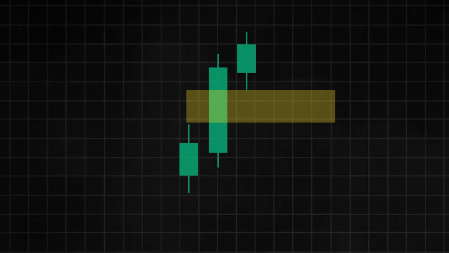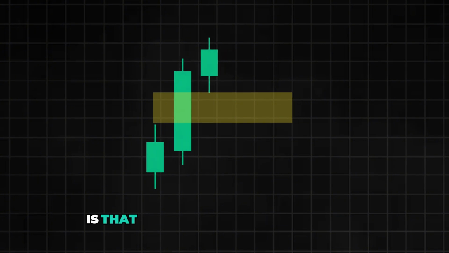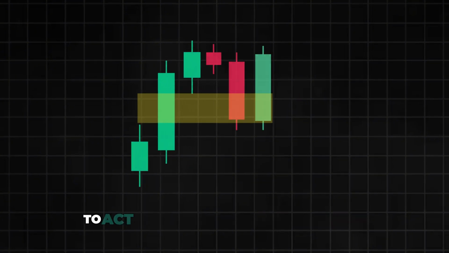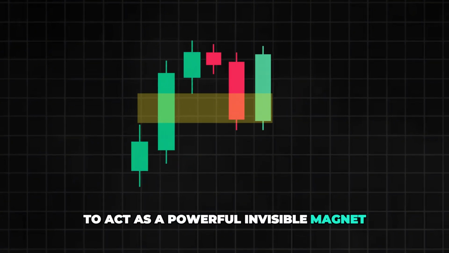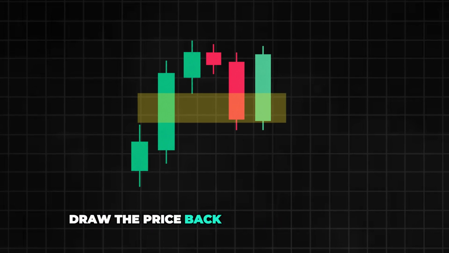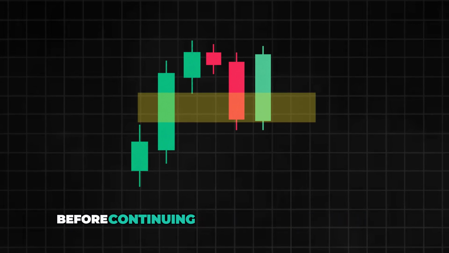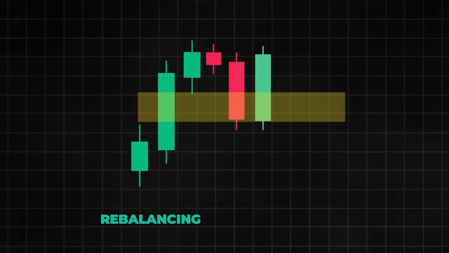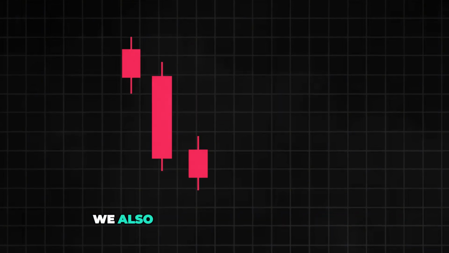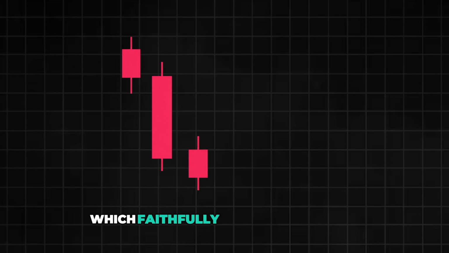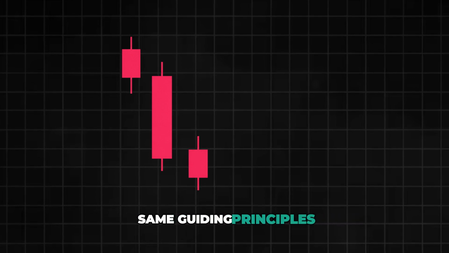Following this undeniable logic, our empty window is an imbalance simply because it was a fiercely impulsive surge dominated entirely by buyers. What this means for our future is that we can expect this empty void to act as a powerful, invisible magnet. It will literally draw the price back down into its depths before continuing its grand upward journey, rebalancing the area. Naturally, we also have the bearish variation, which faithfully follows the exact same guiding principles.